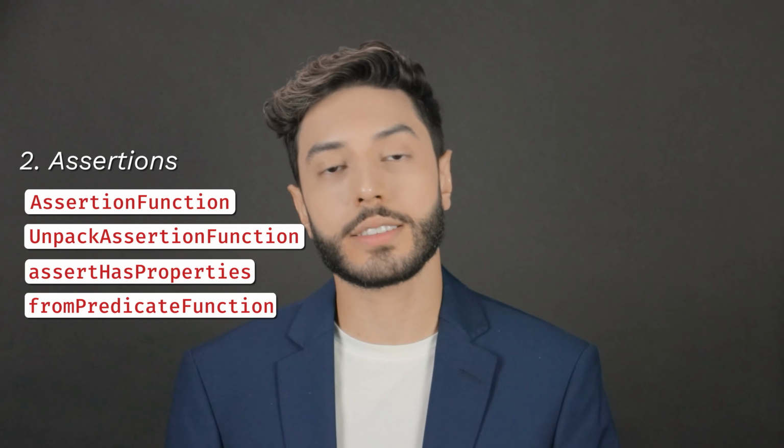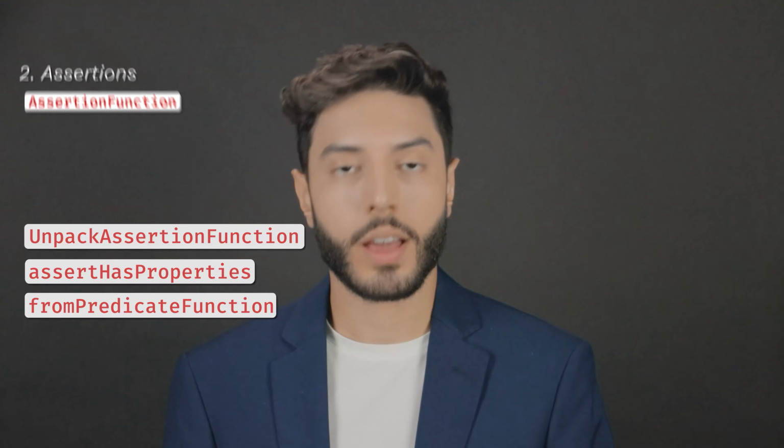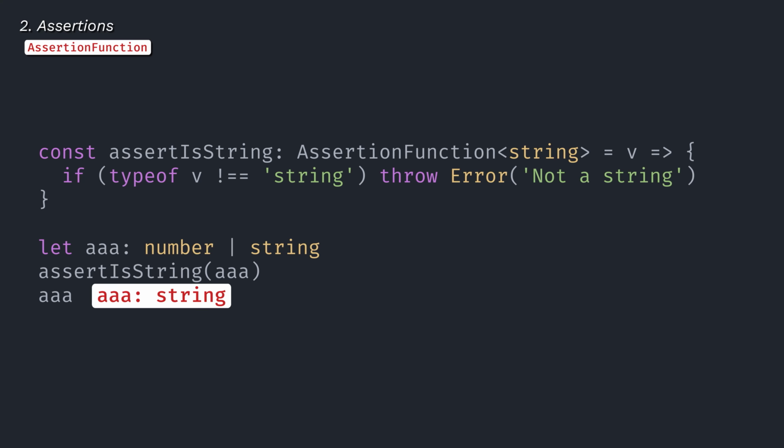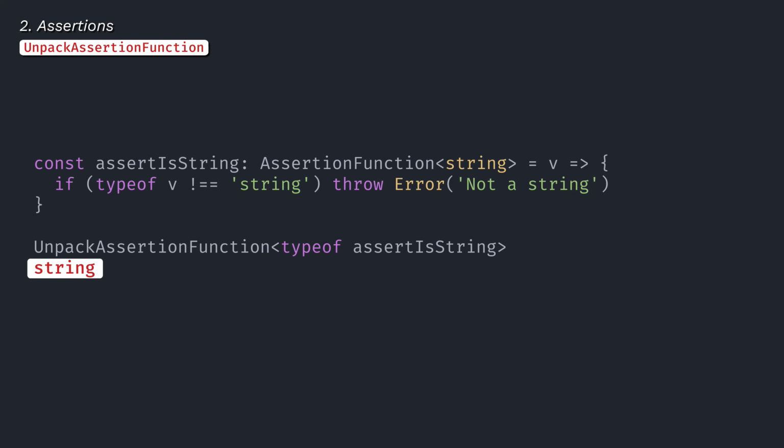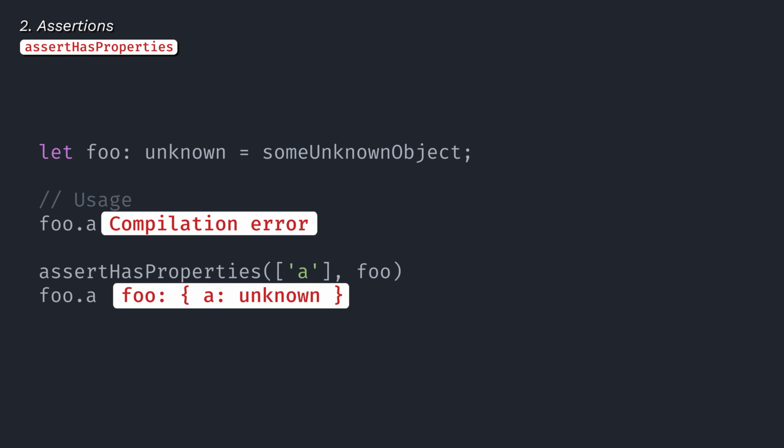This module contains these 4 utilities. An assertion function is exactly what it seems, a function that makes a type assertion. Unpack assertion function returns the type asserted by an assertion function. Assert has properties asserts that the given value has the given properties, and throws if it doesn't. To keep things safe, the asserted properties are typed as unknown.